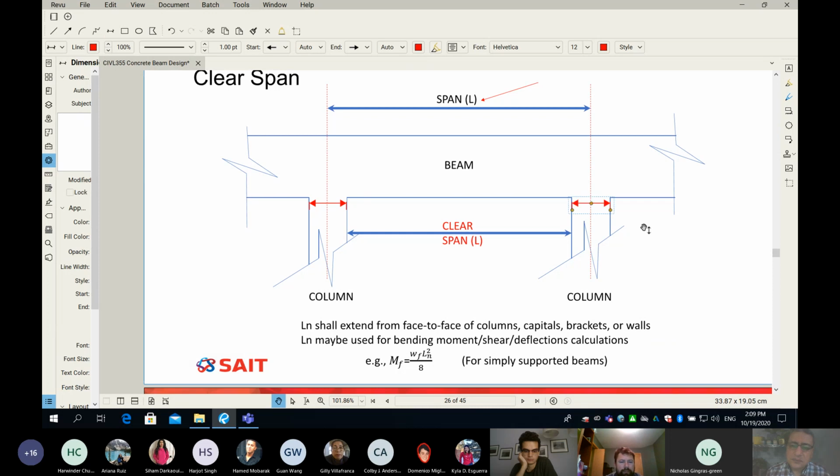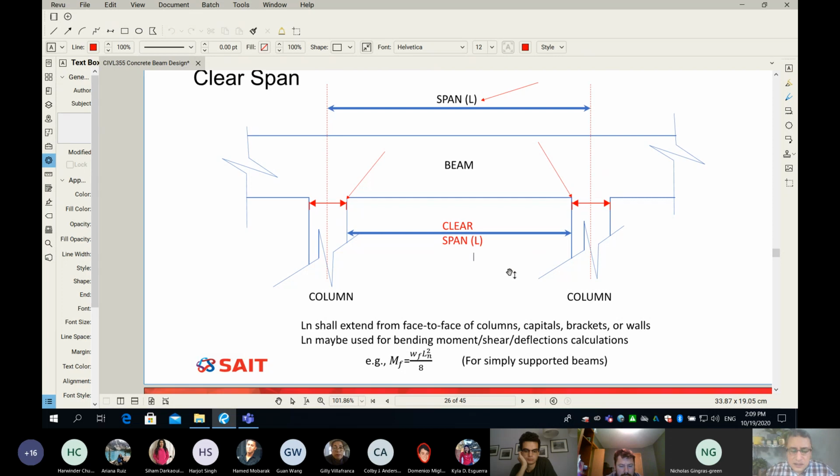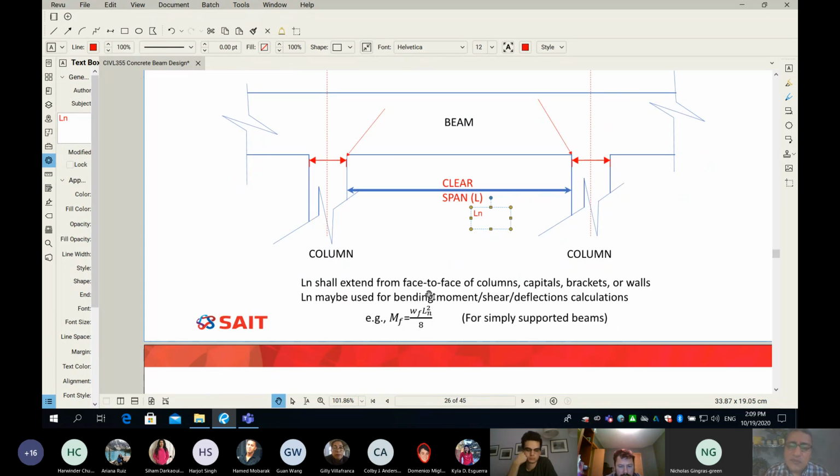Okay, now in between, look at the name, clear. From when the beam leaves the column, from this point here, until it finds another support here, we call this distance the clear span. I'm sorry, I have an error on my slide, which I'll have to change. This is on slides 25 and 26. I should label this as L sub N, not L, because that's the clear span. You guys got the idea? The idea is L sub N shall extend from face to face of columns, capital, bracket, or walls.